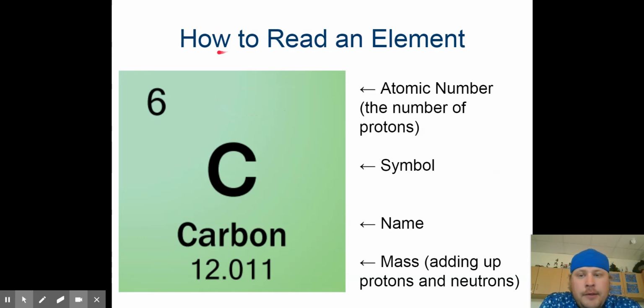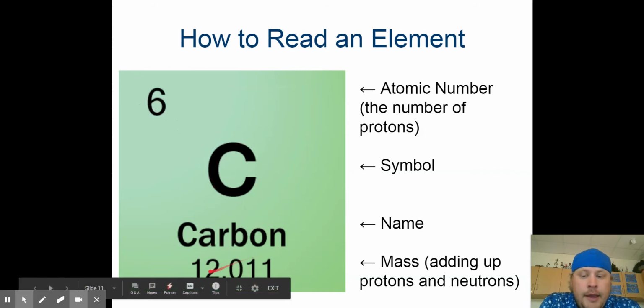So how to read an element, put that in, and then you're going to put in the number of carbon. You're going to put the symbol, the name, and right down here, which is the atomic mass. Okay, please write in atomic number and use the parentheses, the number of protons, symbol, name, mass. Take notes.